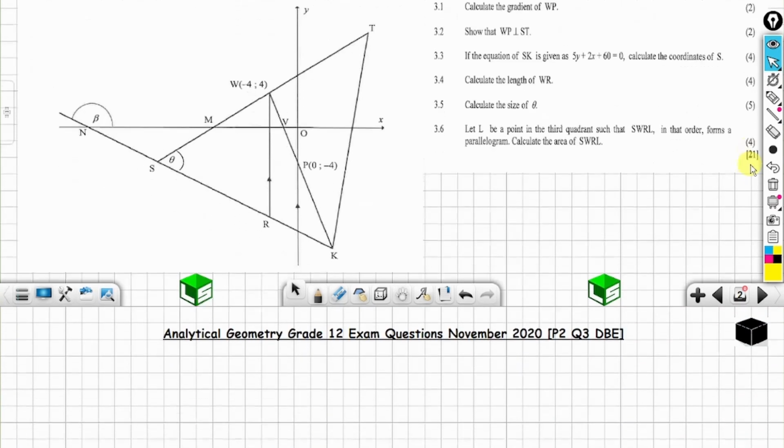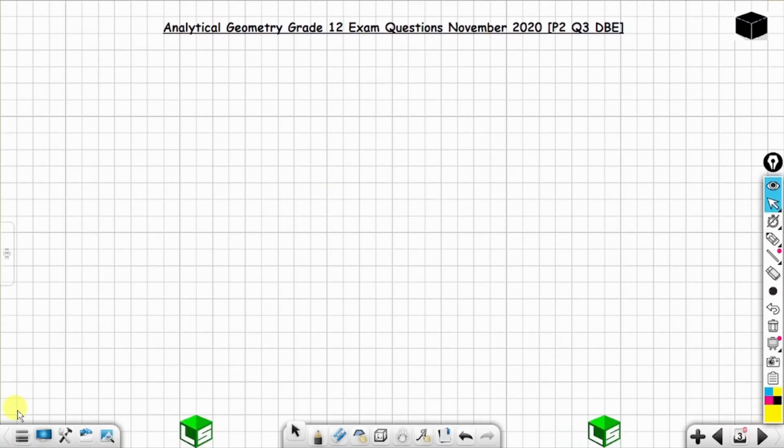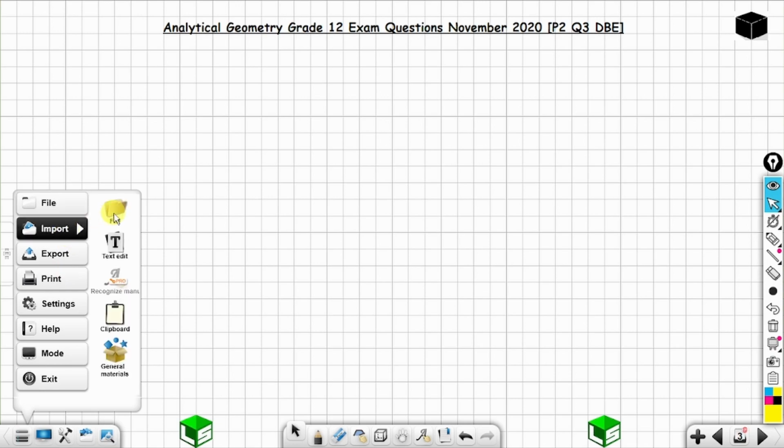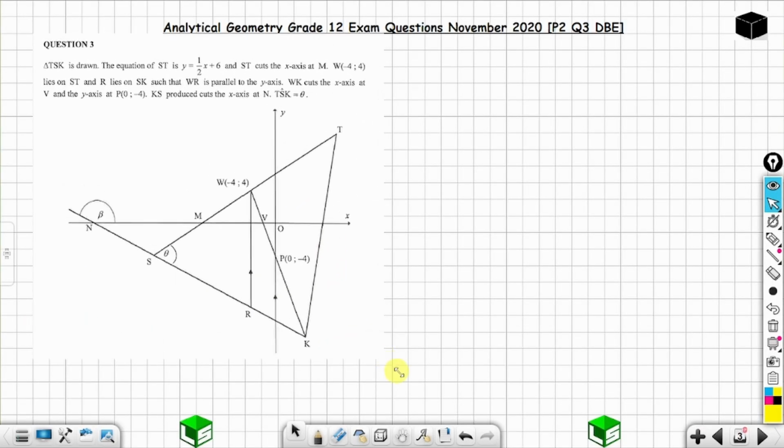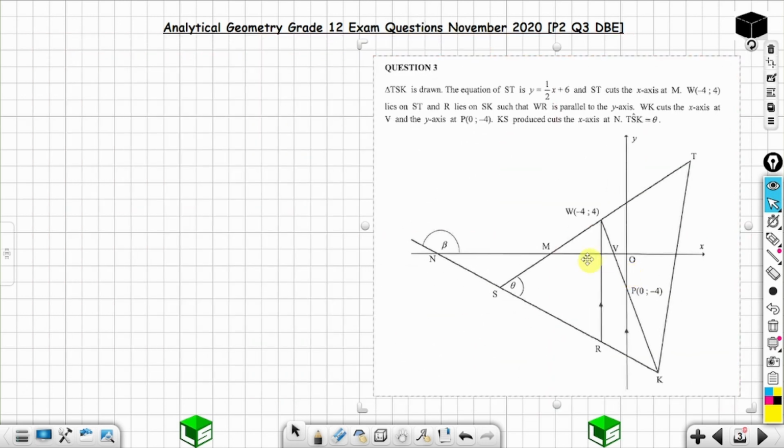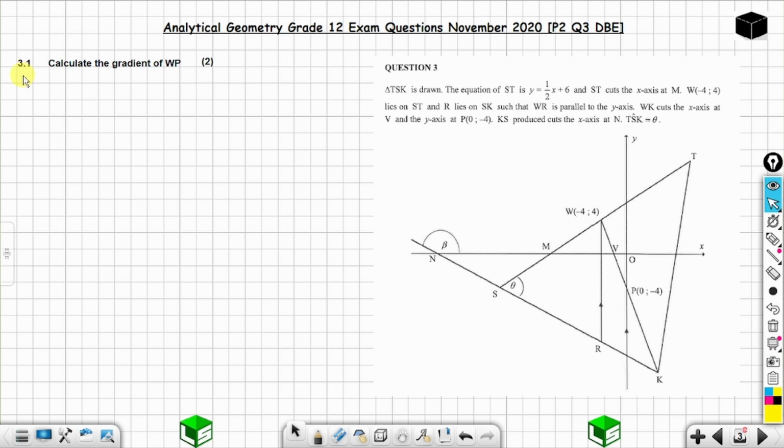Okay, question 3 from November 2020. So we are going to start with 3.1. Calculate the gradient of WP, 2 marks. Okay, this is WP.